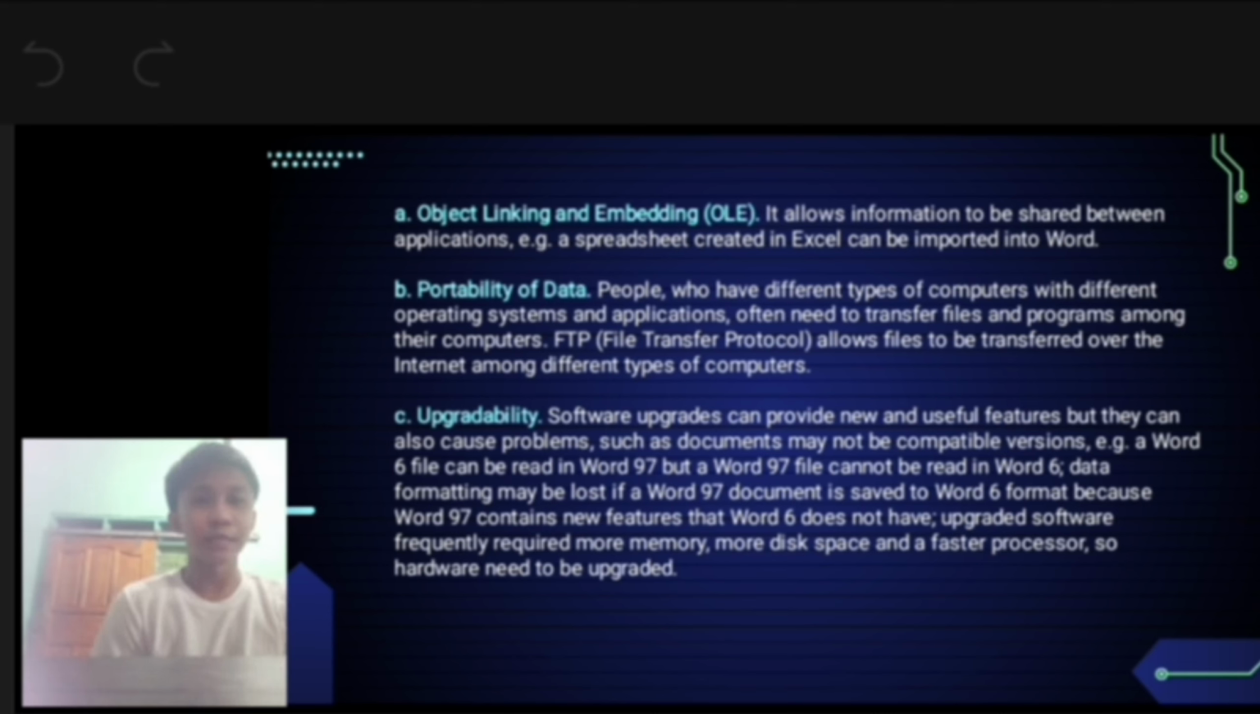Today I'm going to discuss the capabilities of software. A. Object linking and embedding, also known as OLE. It allows information to be shared between applications.